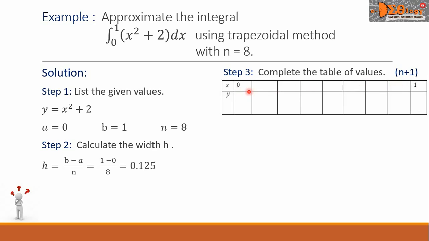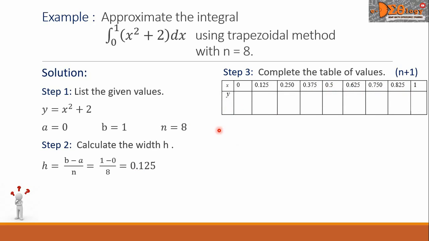In doing so, we're going to take this value 0 added to the value h, and we will get the value here. This value plus the h is equal to 0.250. This value plus the h will get 0.375. This value plus the h becomes 0.5. This value plus h becomes 0.625 and so on.